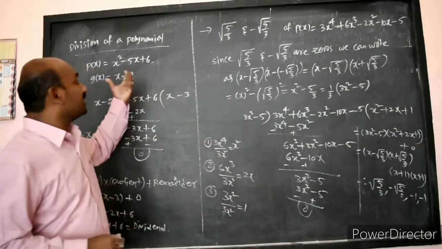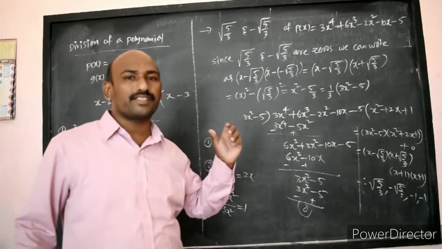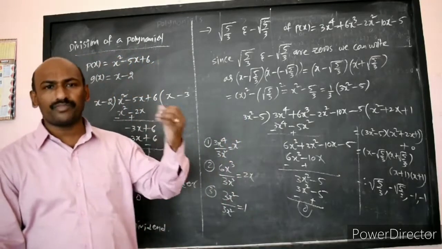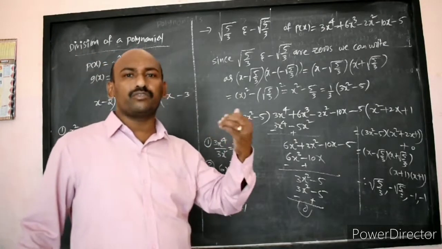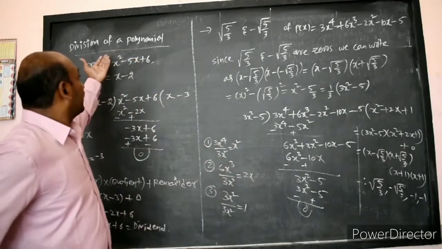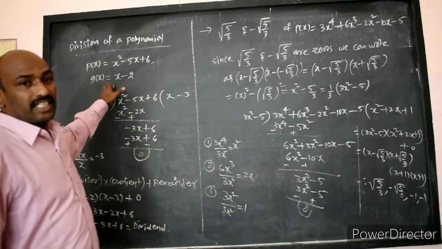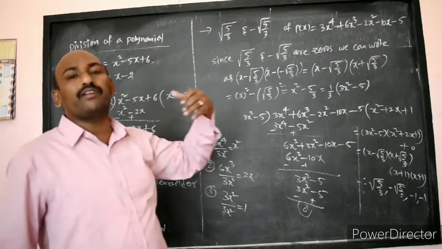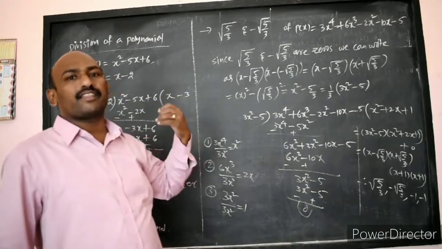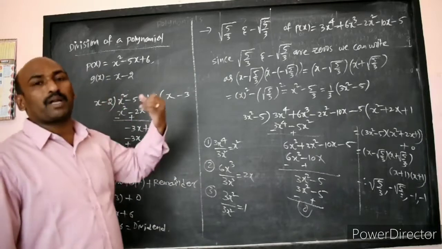The next concept is division of a polynomial, a very important concept. In this chapter, graphs and division of a polynomial, we need to focus on 4 marks questions. And in division of a polynomial, whenever p of x is divided by g of x, we need to do the division and also verify the division algorithm for verification purposes.